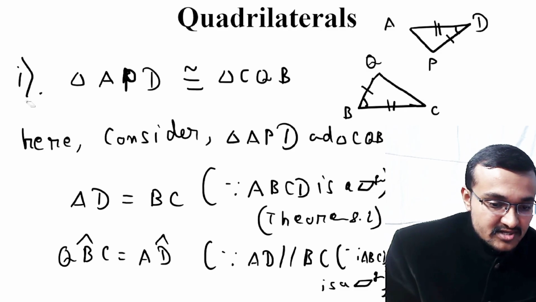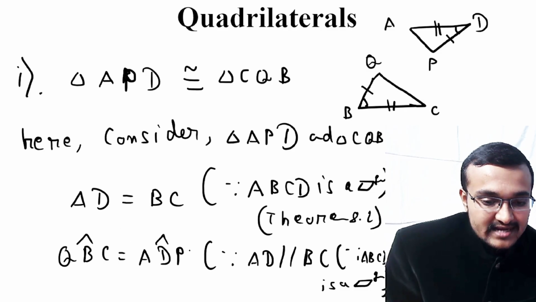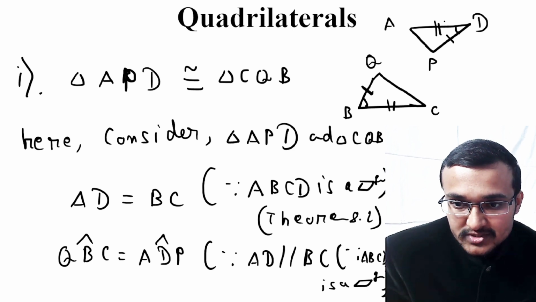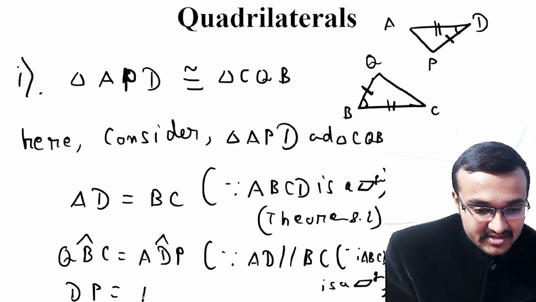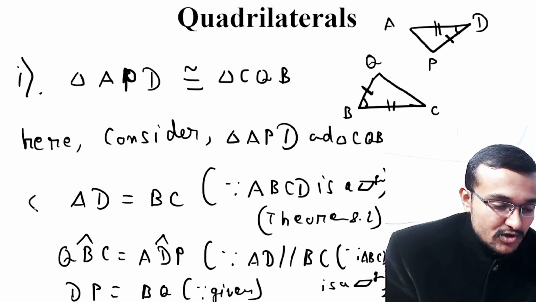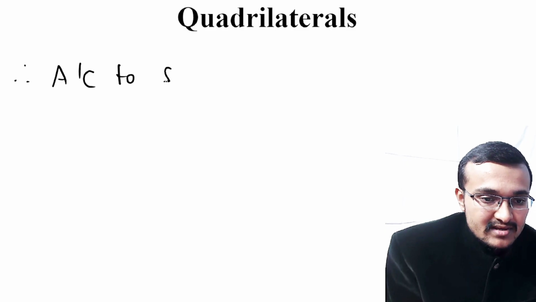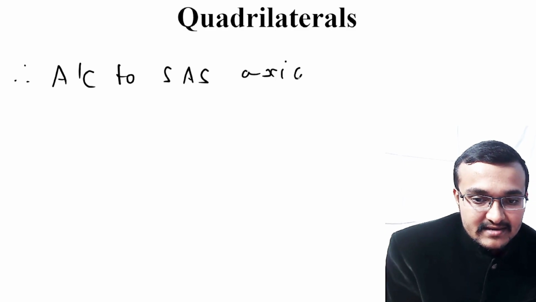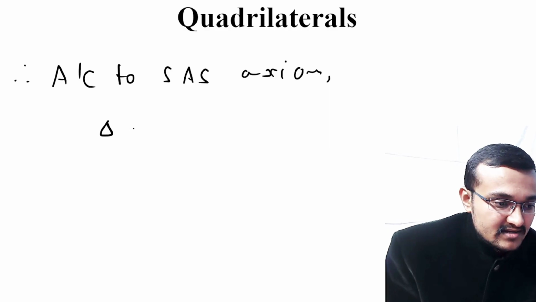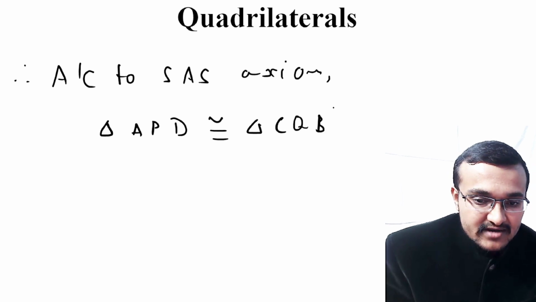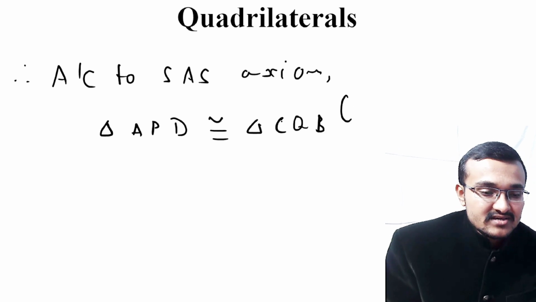So this angle QBC is equal to angle ADP. And we know that they have already given BQ is equal to DP, which they have already given in the question. So now according to the SAS axiom, this particular triangle APD is congruent with triangle CQB. Now these two triangles are congruent with each other.